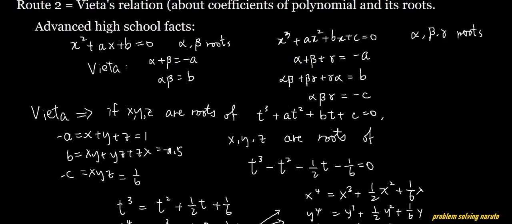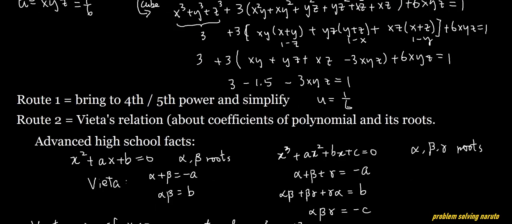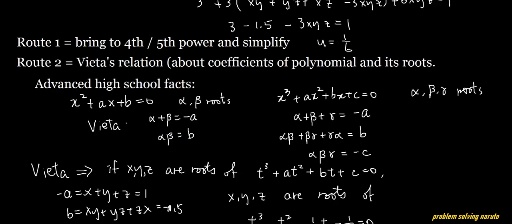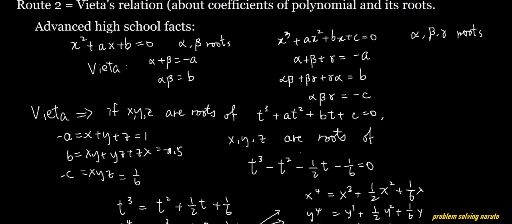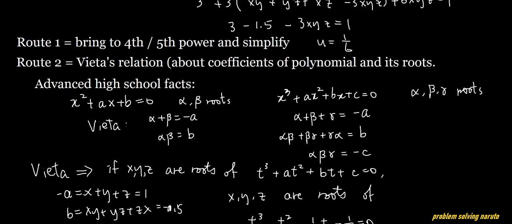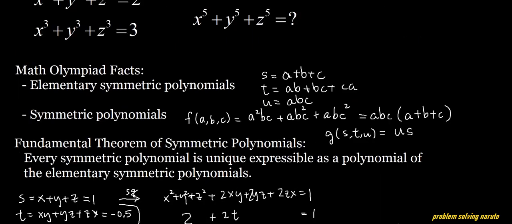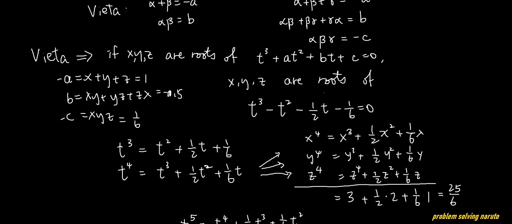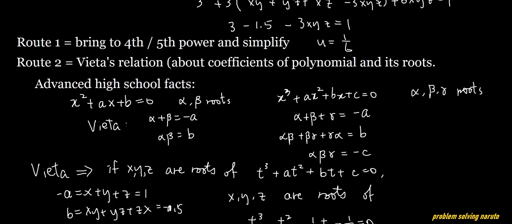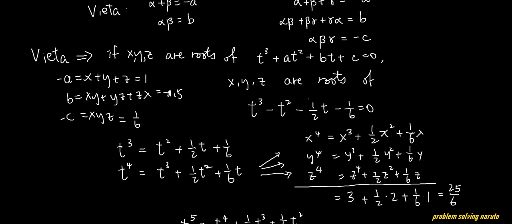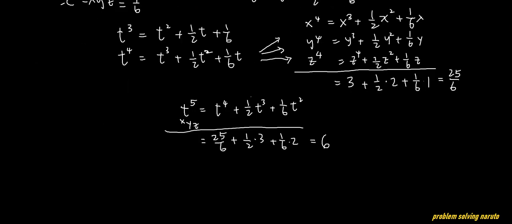Also, instead of route 1, which is just brute force, bring to high power and simplify, you can make use of this Vieta's relation, because you see these are elementary symmetric polynomials, so quite often you can combine Vieta with elementary symmetric polynomials. You can make it a combo, and then you can quickly solve many problems.